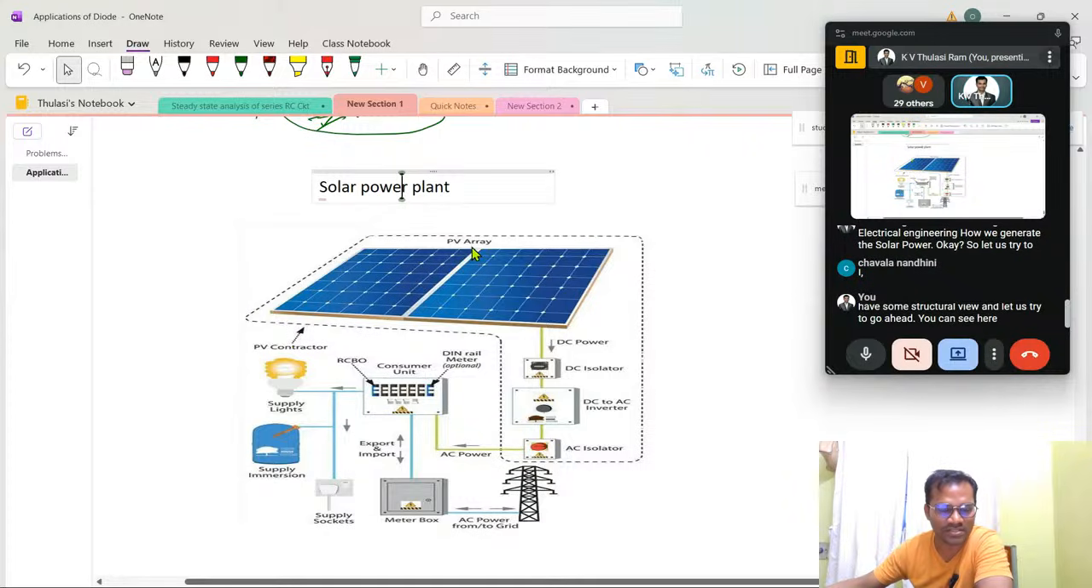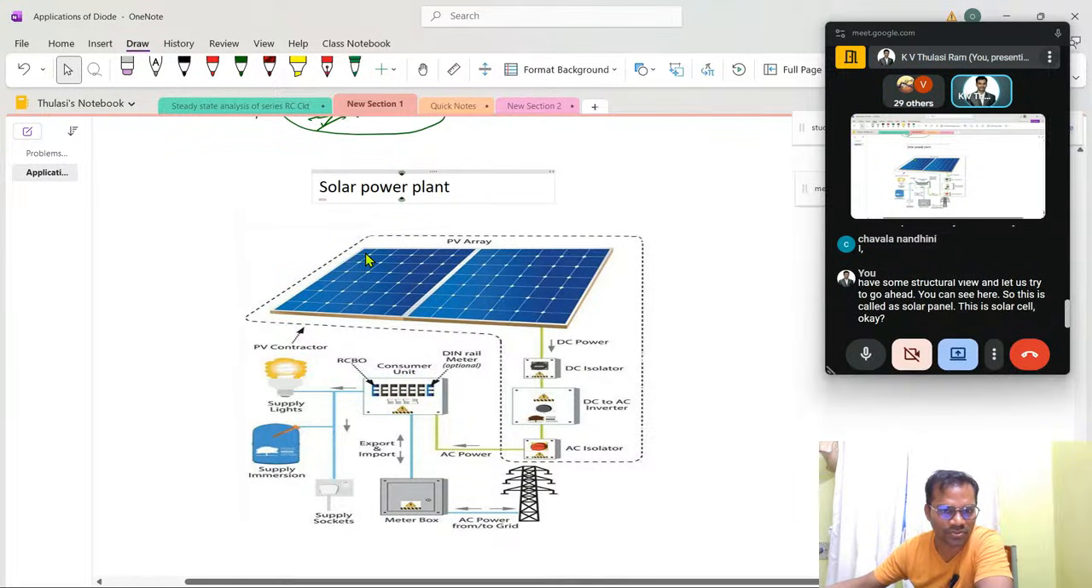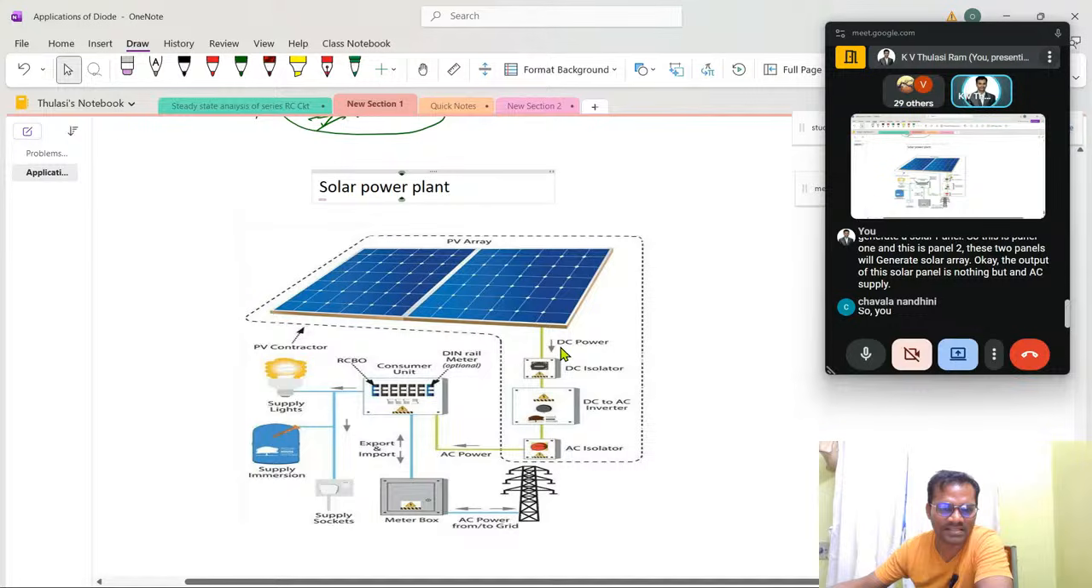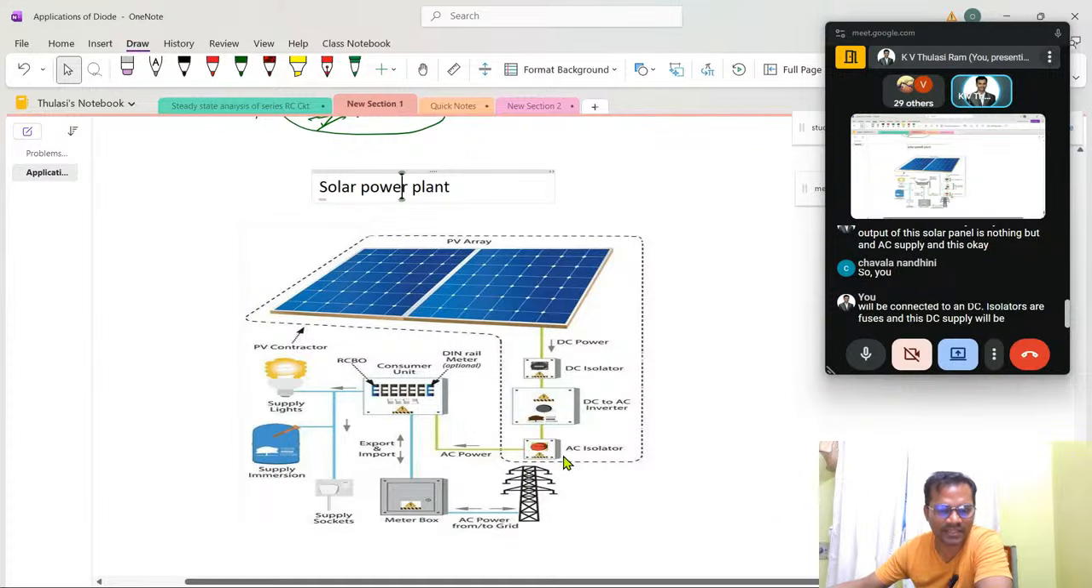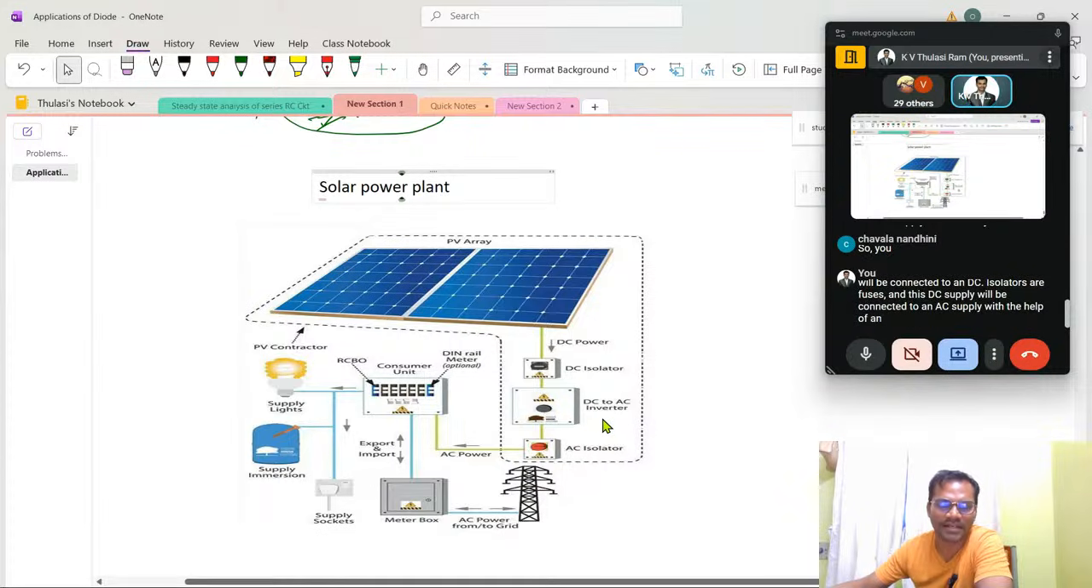You can see here, this is called a solar panel. This is a solar cell, and this group of cells connected in series generates a solar panel. This is panel 1 and this is panel 2. These two panels will generate a solar array. The output of the solar panel is a DC supply, and this DC supply will be connected to DC isolators or fuses, and then converted to an AC supply with the help of a grid connected inverter.